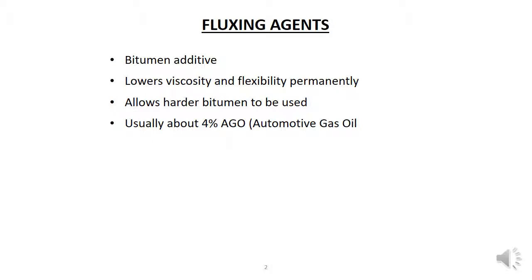The most common flux used in New Zealand is automotive gas oil, or AGO for short, which is basically just diesel. Fluxes or fluxing agents are added at about 4% of the bitumen weight, but much of that evaporates off during the laying process, so approximately 1 to 2% remains in the bitumen to provide higher viscosity and more flexibility in the long term. Heavier oils can be used which remain in the bitumen for a longer period of time.